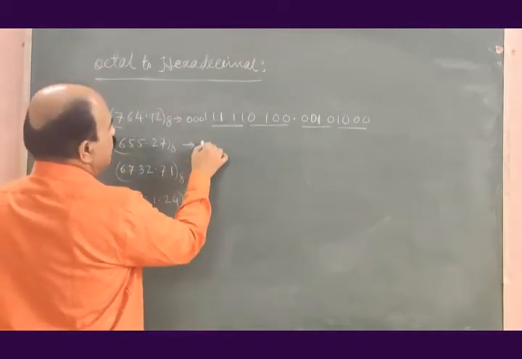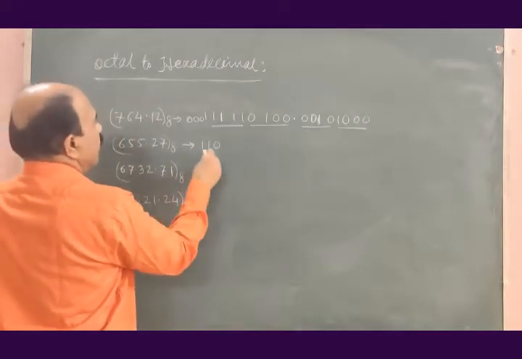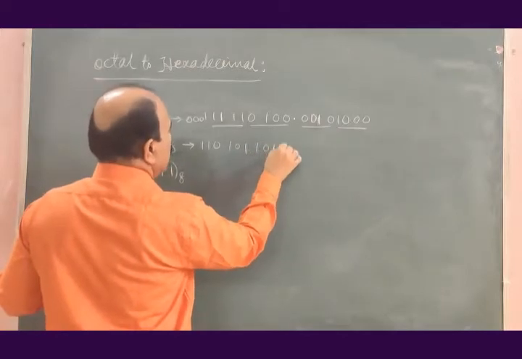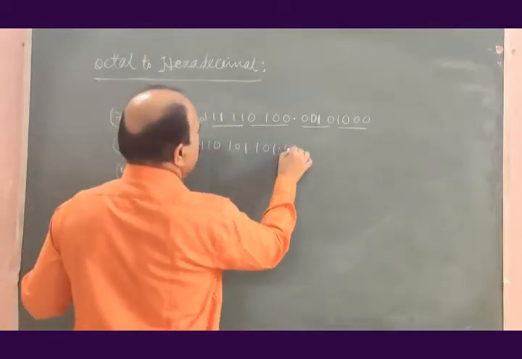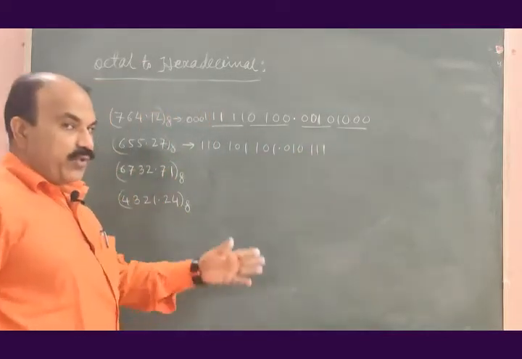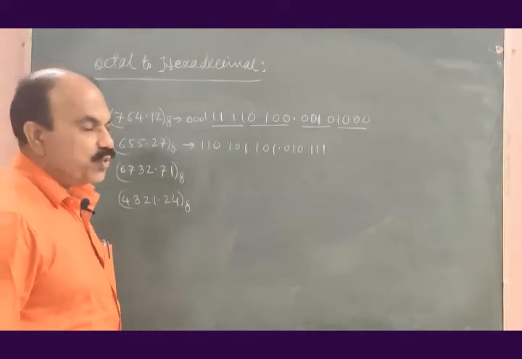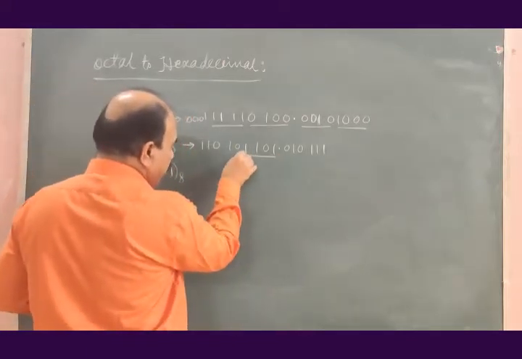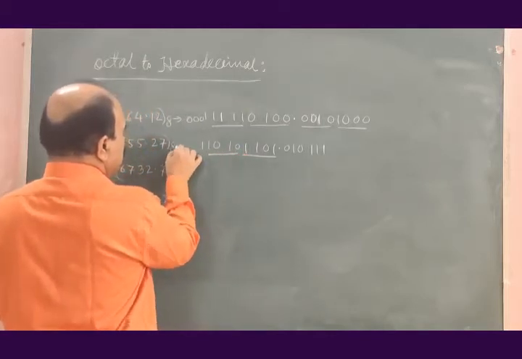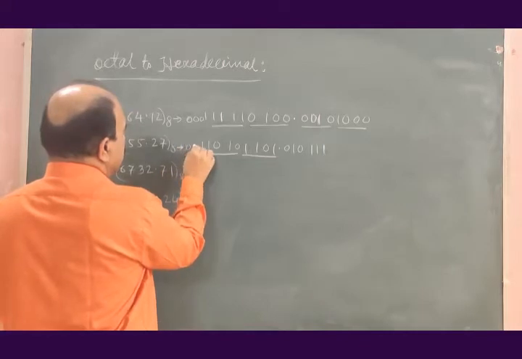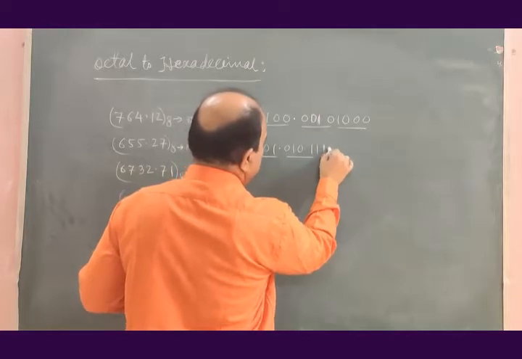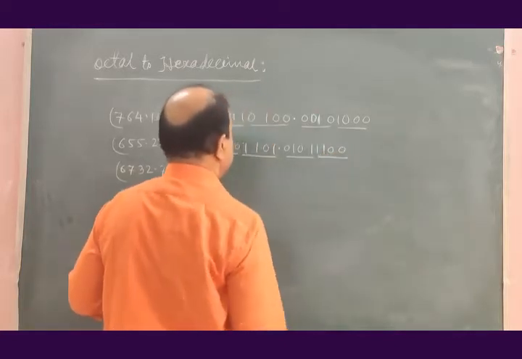Replace 6 by the 3-bit group 1 1 0, 5 by the same, 1 0 1, this 5 by the same, 1 0 1, binary point, this 2 by the same, this 7. Now regroup them into 4-bit groups. Only one is left, so add 3 zeros to the left, and add 2 zeros to the right.